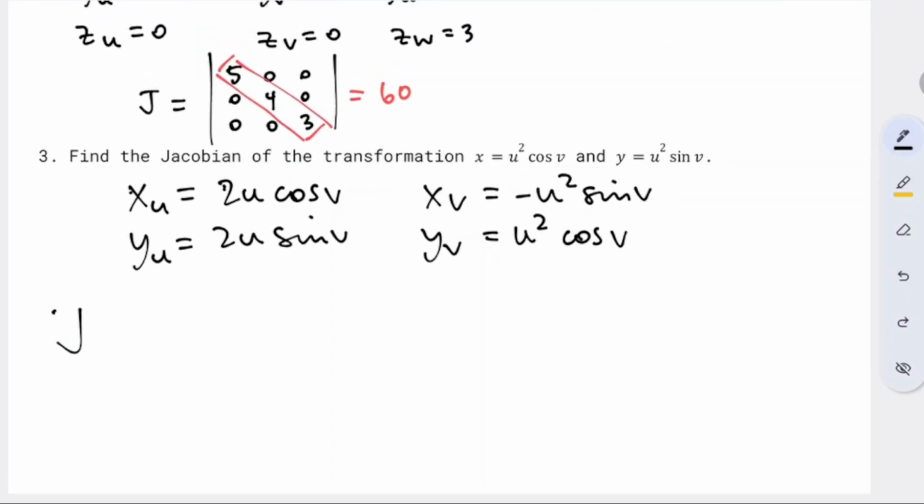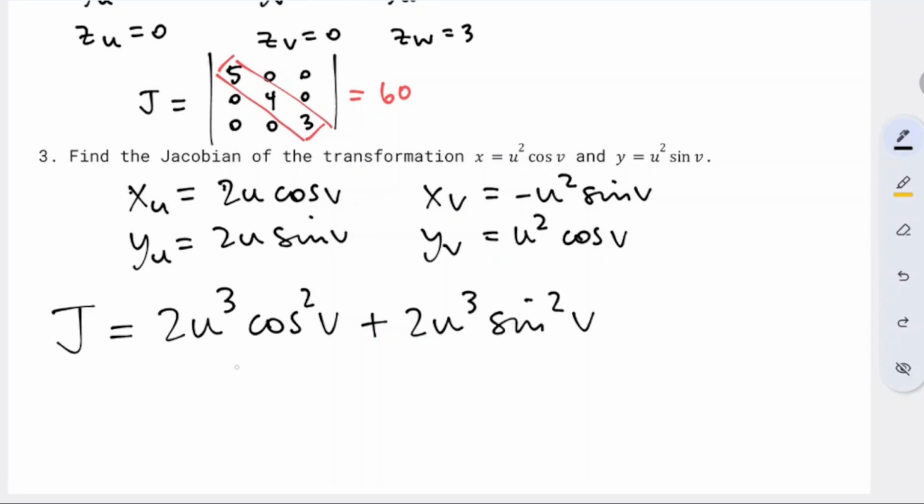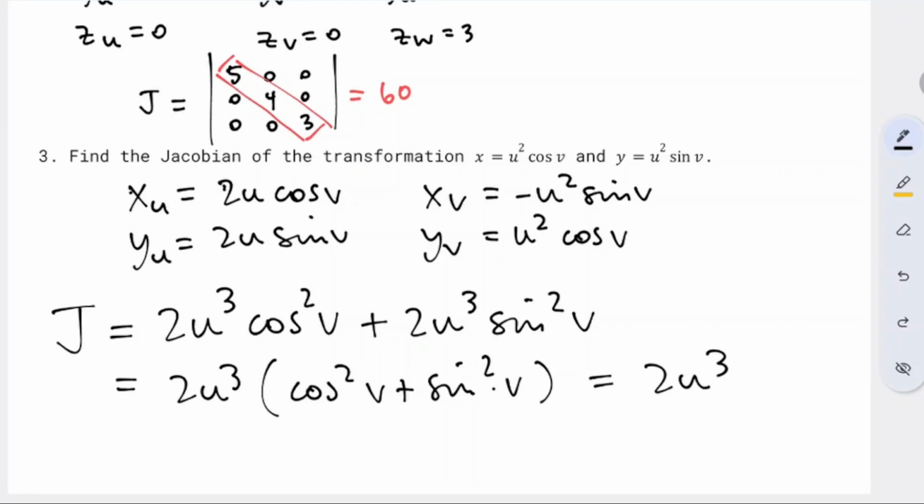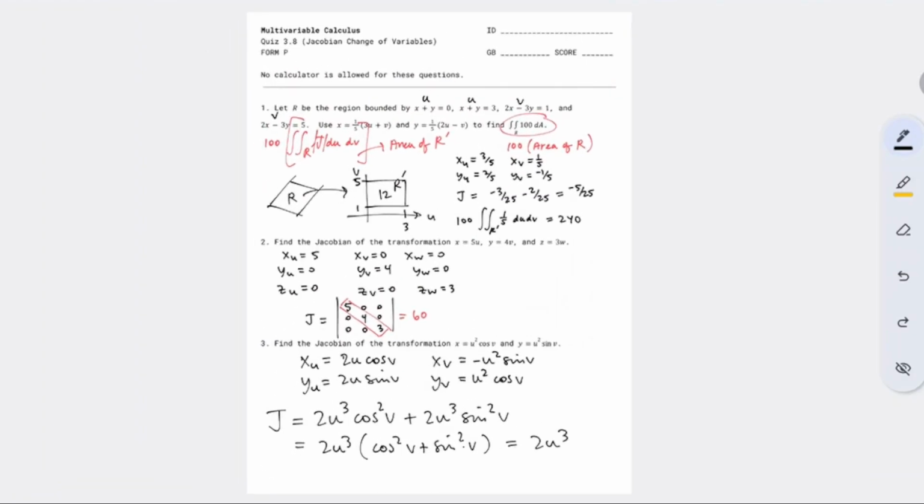Okay, so Jacobian is going to equal 2u times u squared is 2u cubed cosine squared v minus -2u cubed sine squared v. Look at that. 2u cubed times cosine squared v plus sine squared v, which is 1. That's going to equal 2u to the 3. All right, and that's the Jacobian of the transformation, not necessarily the absolute value. The absolute value is what we do when we do the Jacobian change of variables for an integral like we did on number 1.